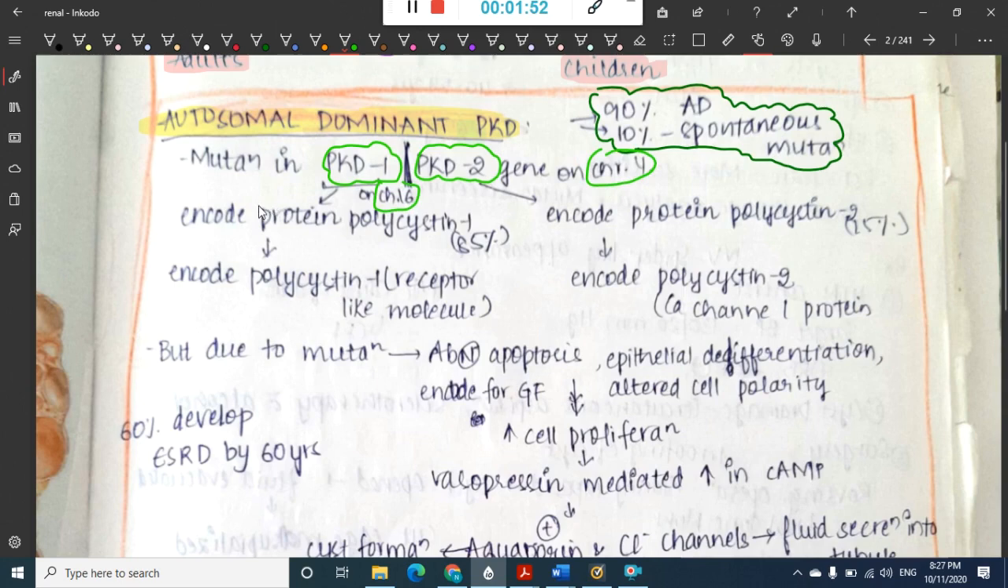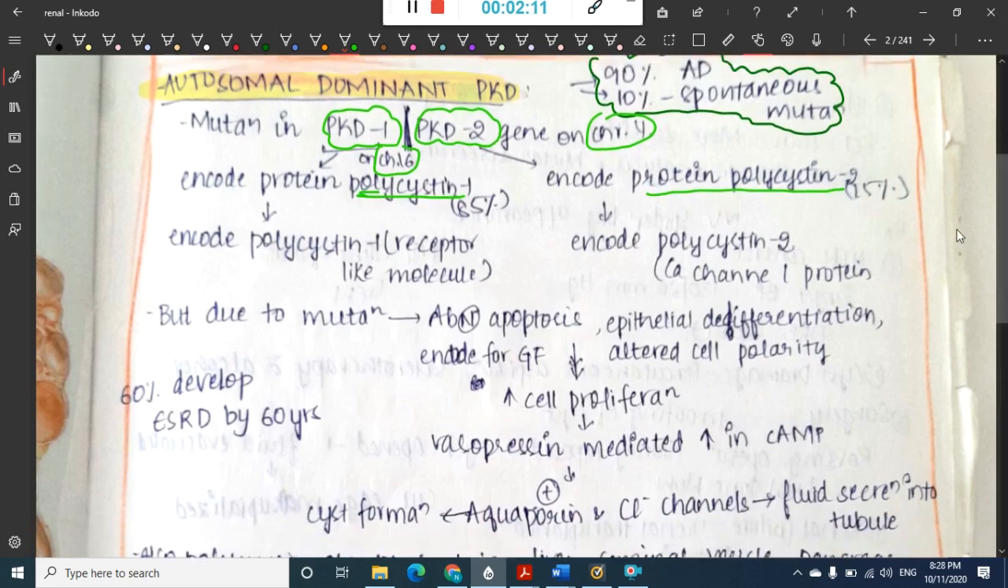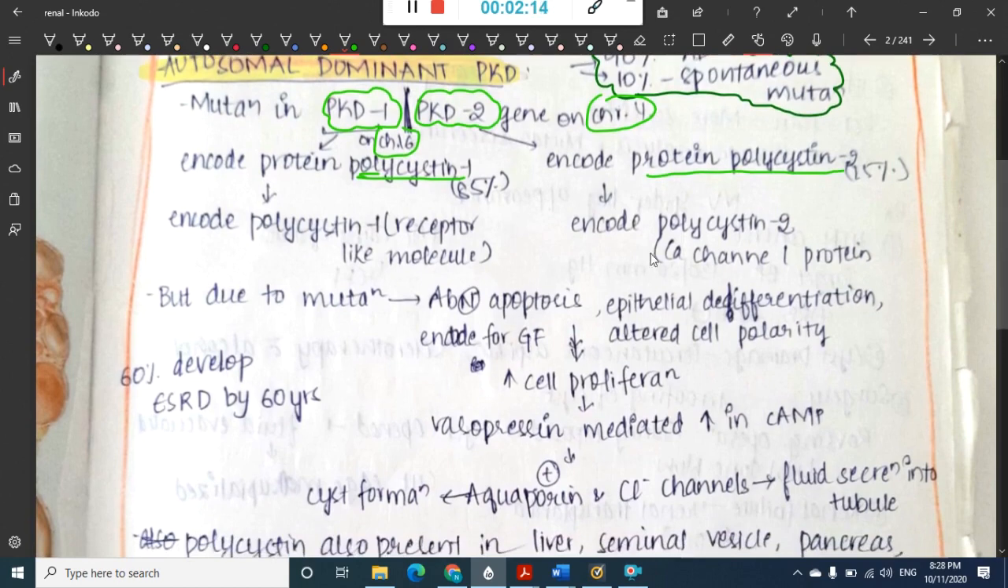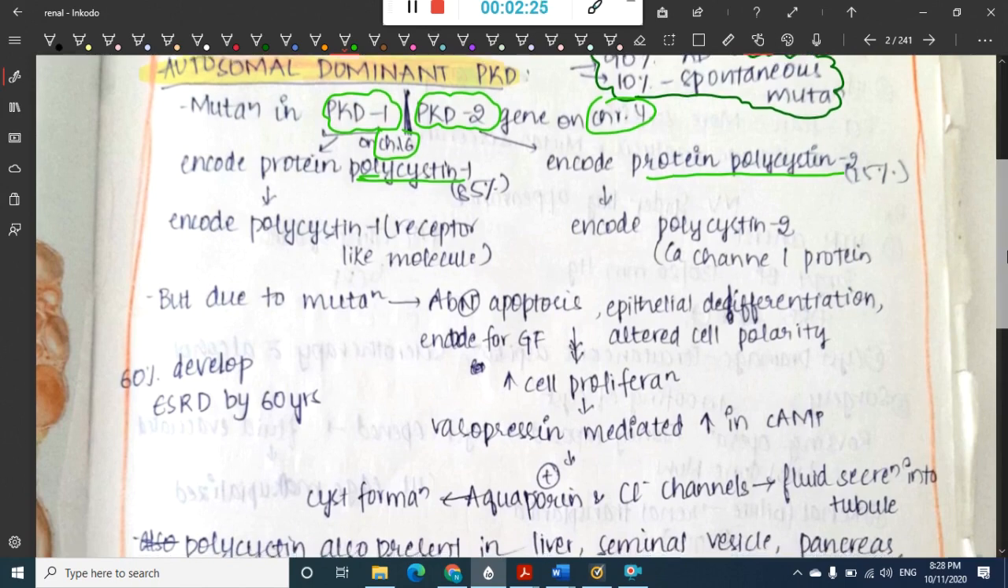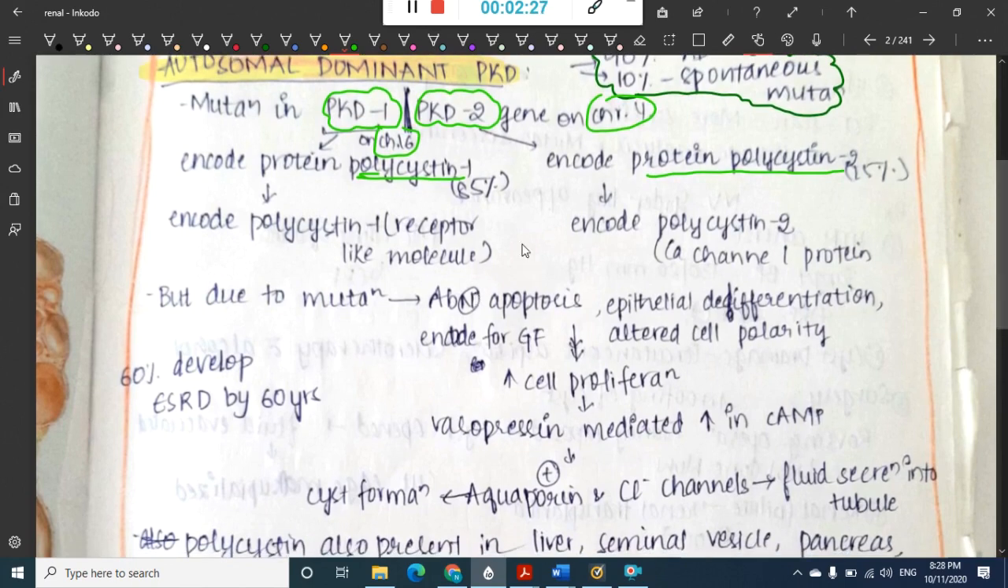The PKD1 gene encodes the protein polycystin 1, which is seen in 80% of the cases, and this is a receptor-like molecule, whereas PKD2 encodes the protein polycystin 2 in 15% of the cases. This polycystin 2 is a calcium channel protein. Due to the mutation, there is abnormal apoptosis, epithelial dedifferentiation, growth factor involvement, and altered cell polarity. Whatever the reason, at the end there will be increased cell proliferation.